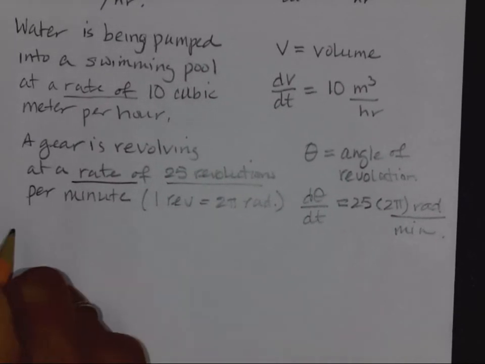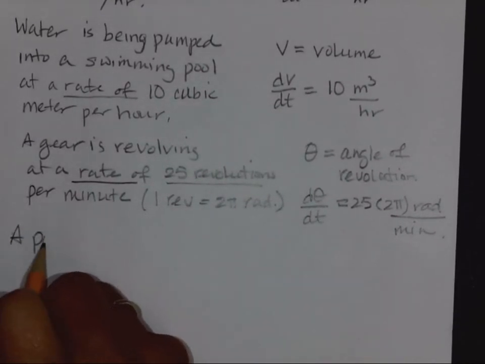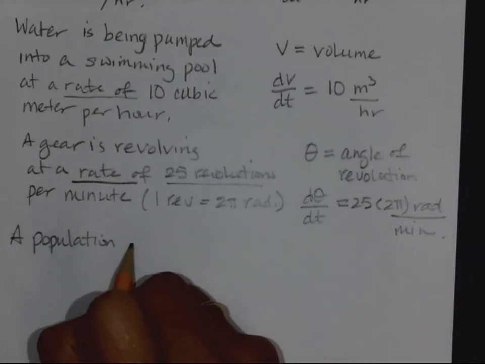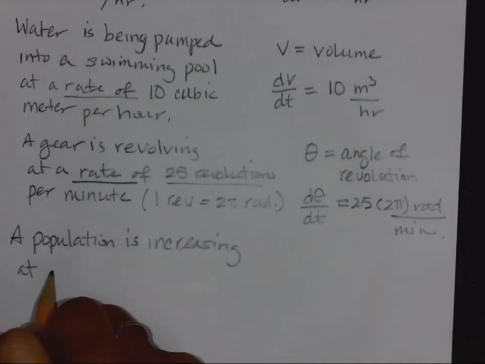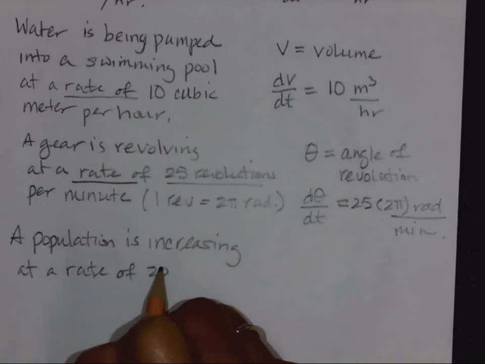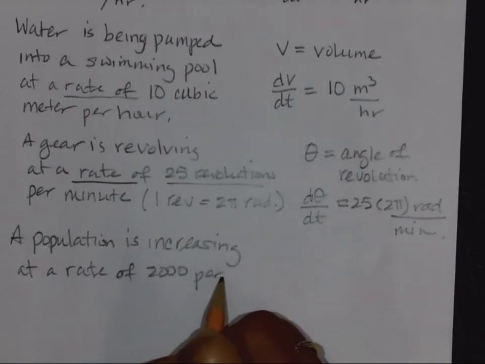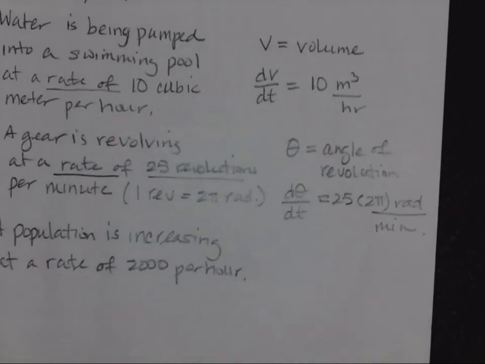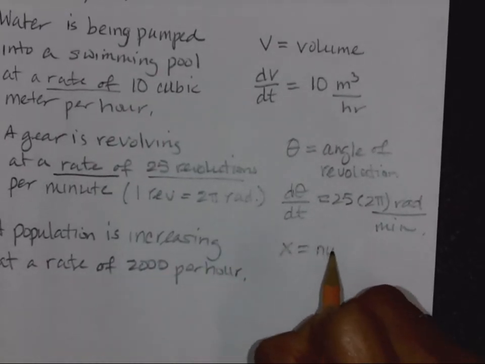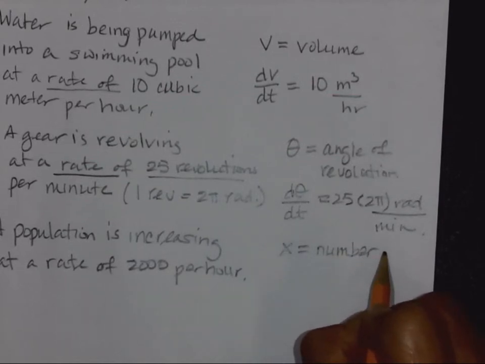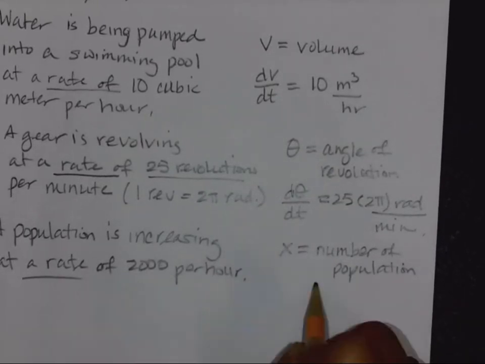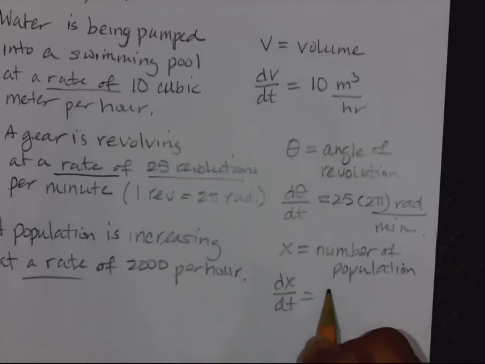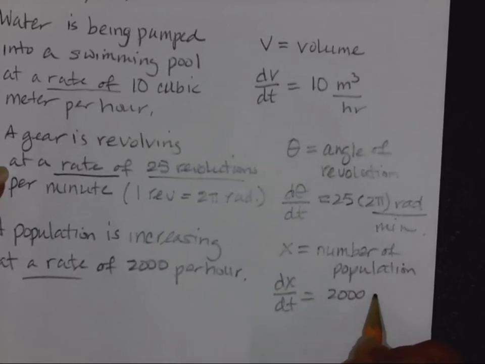And last example for key terms would be a population is increasing at a rate of 2,000 per hour. And if we let x equals number of population, then rate of population dx/dt would equal 2,000 population per hour.